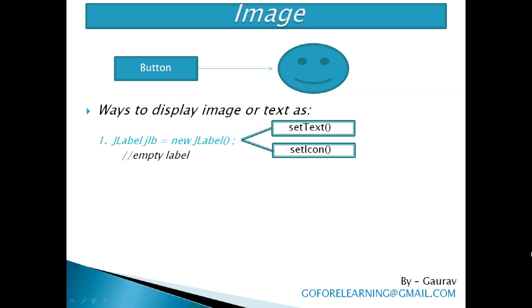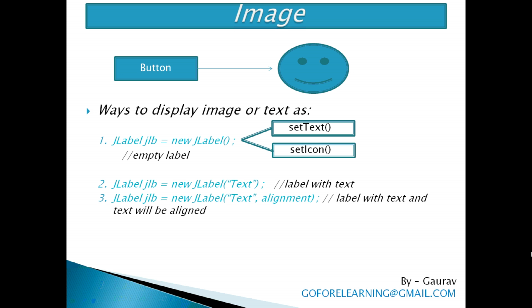Another way to create a label with text is JLabel jlb = new JLabel(text). Another way is to create a label with text where the text will be aligned. For that, JLabel jlb = new JLabel, and we need to pass text and alignment.